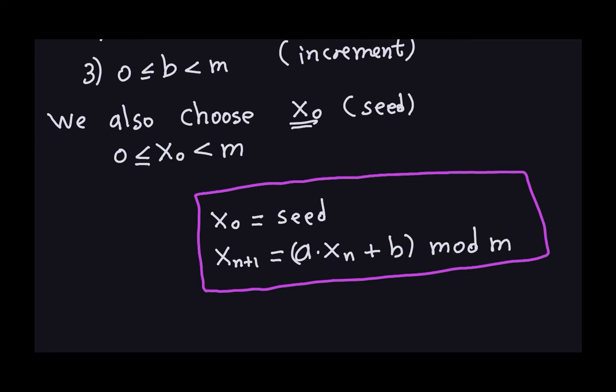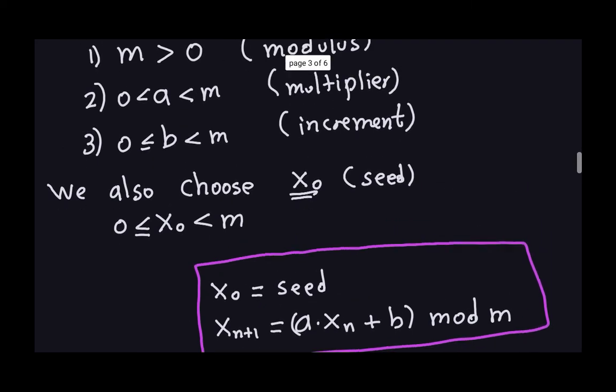Okay, so let me say that again. The next number, which is xn plus 1, is equal to the previous number multiplied by a, add b, and then take the modulus, which means the remainder. That's why they have these names. So m is called the modulus because I'm taking the modulus. A is called the multiplier because I'm multiplying by that number, as you can see here above. B is called the increment because that's exactly what I'm doing, I'm incrementing that number with b.